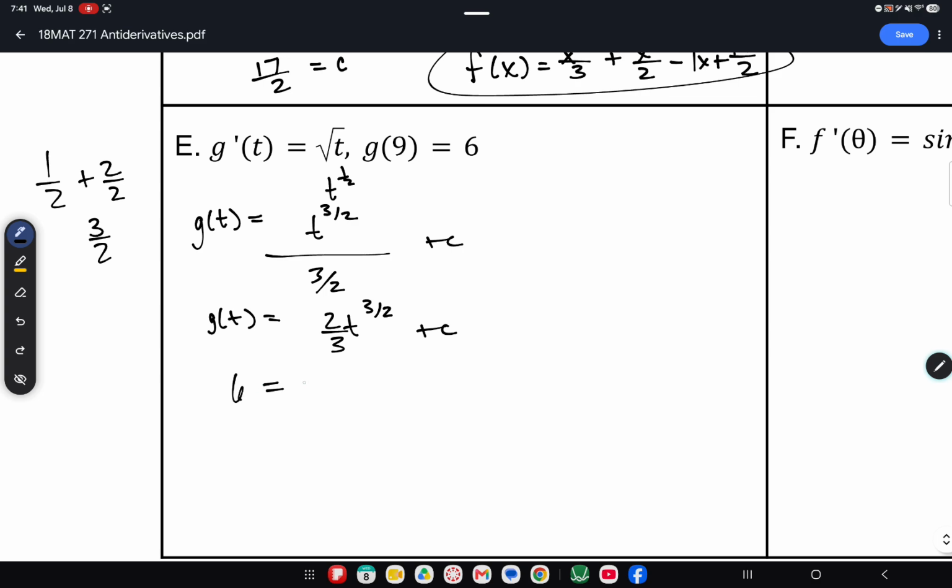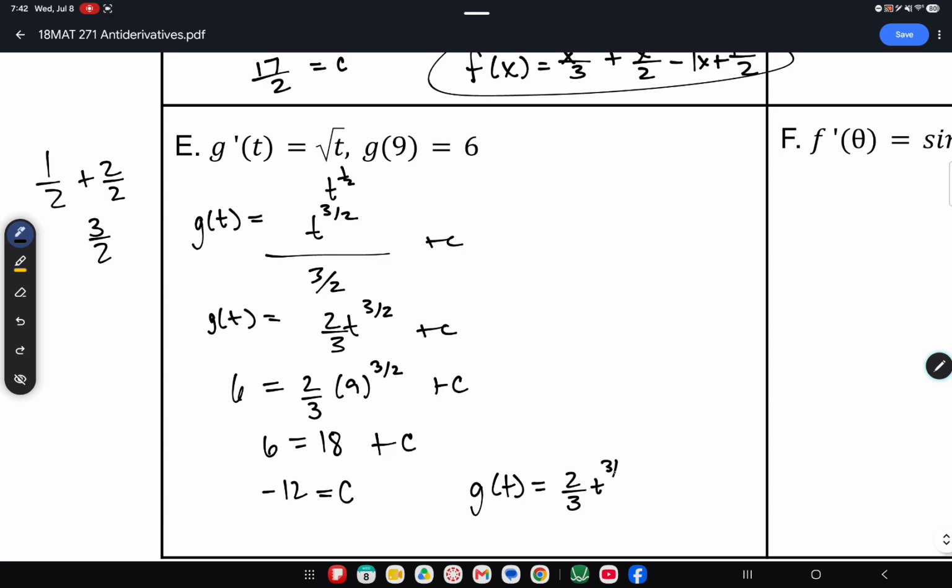Then I can solve. I don't know 9 cubed off the top of my head, but I do know the square root of 9. Square root of 9 is 3. 3 cubed is 27. 27 divided by 3 is 9. 9 times 2 is 18. And then we can subtract 18 to get -12. So our original function g of t is 2/3 t to the 3/2 minus 12.